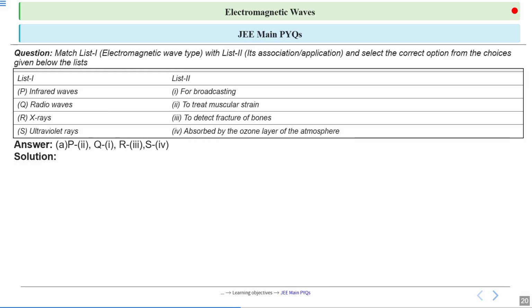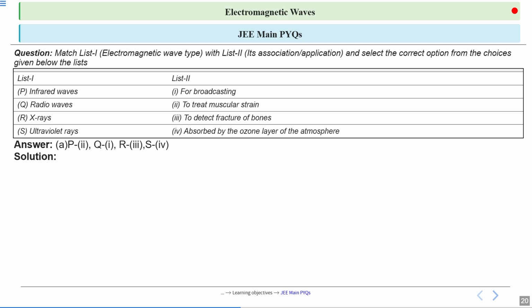So let's see the solution. Option A is correct. P with second means infrared waves to treat muscular strain. We have discussed it: one of its applications is therapeutic, it is used for therapy to treat muscular strains or joint pains. Q is associated with 1, meaning radio waves for broadcasting radio signals, for television, for mobile phones. So it is used for telecommunication and broadcasting.